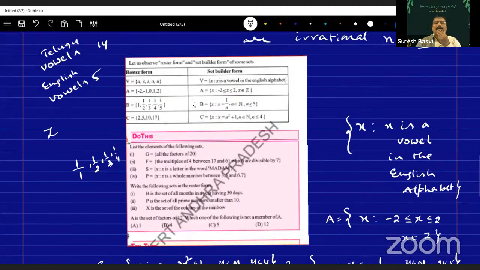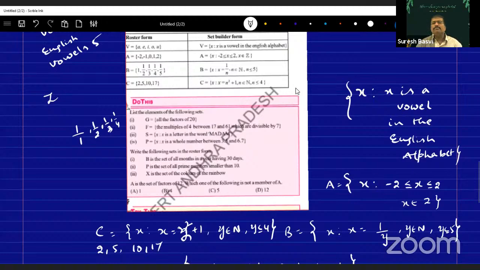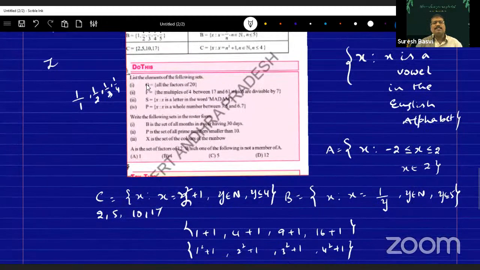In this, page number 29. Now list the elements of the following sets. The first one, all the factors of 20. Factors means exact divisors of 20.